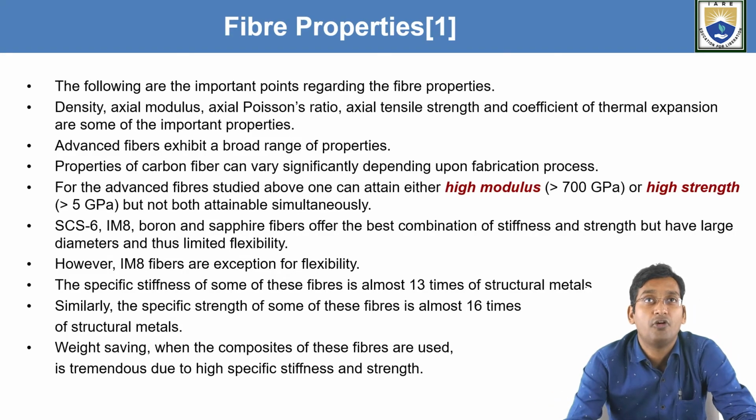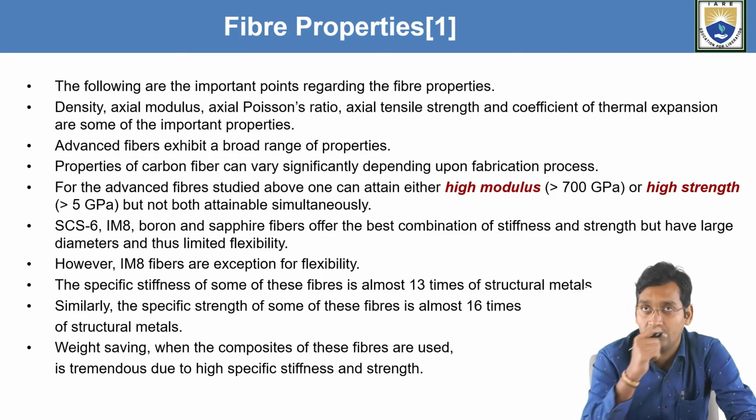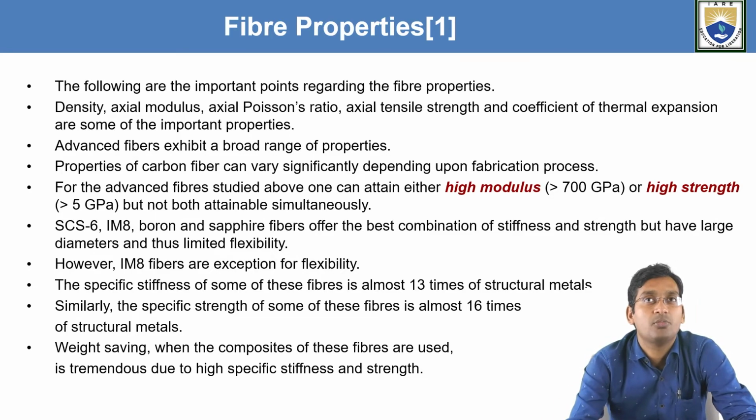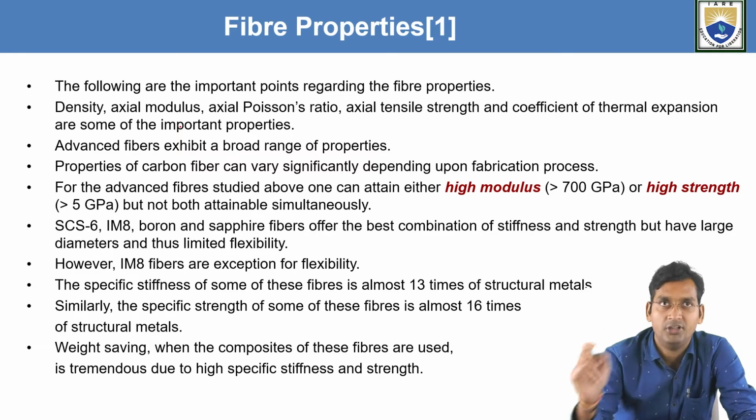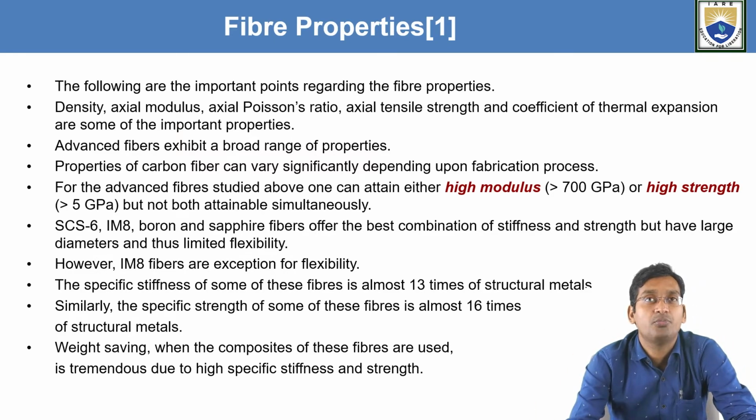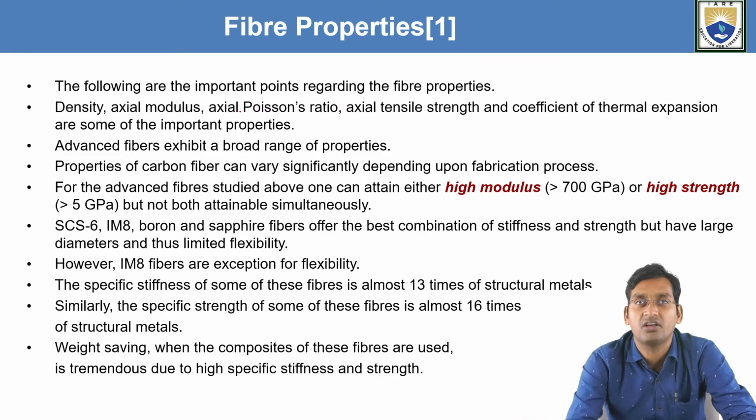Now, fiber properties. The following are the important points regarding the fiber properties. Density, axial modulus, axial Poisson's ratio, axial tensile strength, and coefficient of thermal expansion are some of the important properties. Advanced fibers exhibit a broad range of properties. Properties of carbon fiber can vary significantly depending upon the fabrication process, so based on how it's manufactured, their properties will differ. Just like we had seen, carbon at 1300 degrees Celsius is a carbon fiber, and at 1900 degrees Celsius it's a graphite fiber. Once the temperature changes, their property will change.